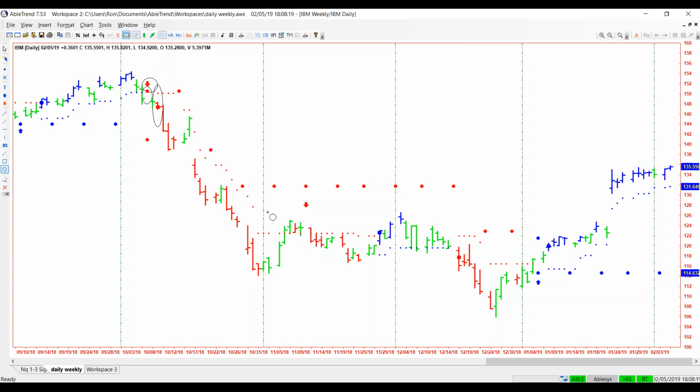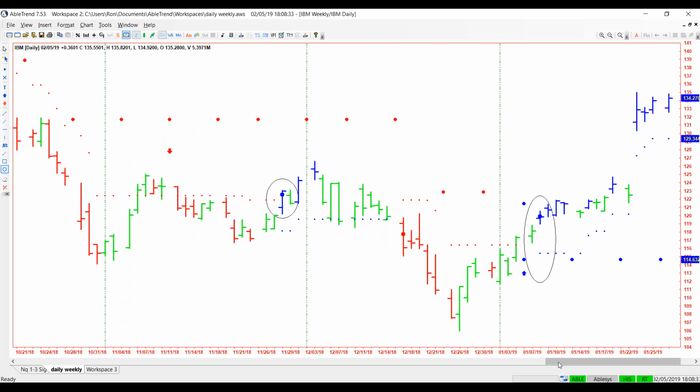First time we either get a stop out or a blue bar with a blue dot, because obviously blue means up and red means down. So they're opposites in Able Trend. And that was a really nice trade right there. Here was another buy signal right there.